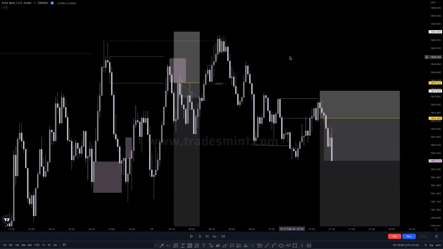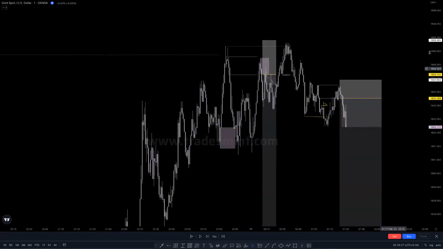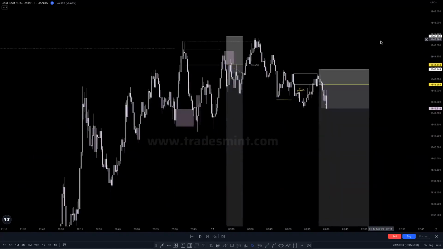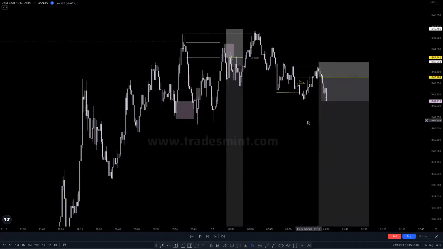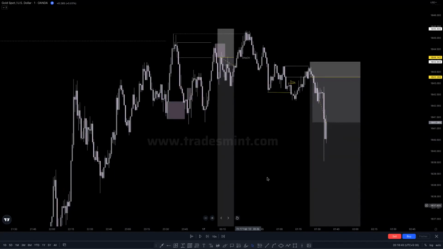Okay, so our next entry is here, and this one is our inducement. And after taking out the inducement, sell on this order block, because this is a proper order block here. And this one is our trendline liquidity, so this is just additional confidence for the buy and sell. Okay, and let's see what happened next after this one.